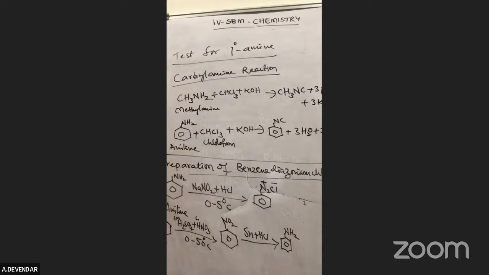Okay. Sometimes the examiner will ask how to prepare the benzene diazonium chloride from benzene. You have to take this one. Or if they simply ask for the preparation of diazonium chloride, it means simply starting from aniline, and you can get it in one step. But here multiple steps are there. You have to prepare that one.